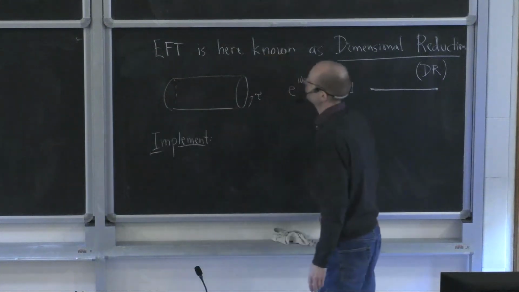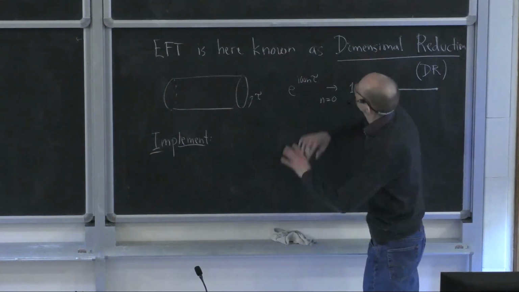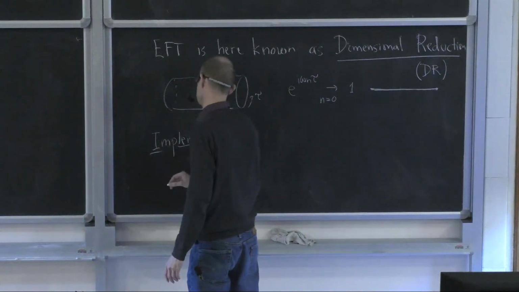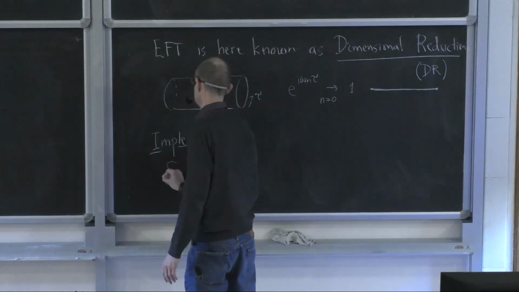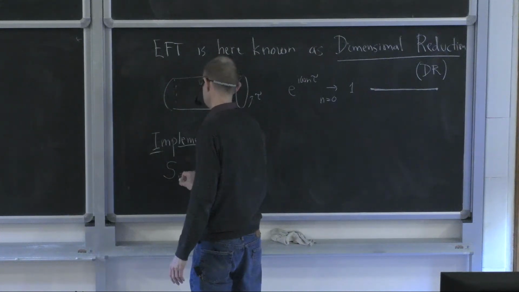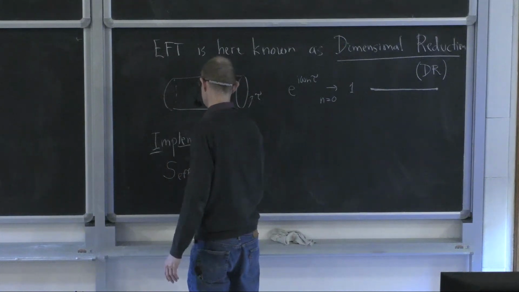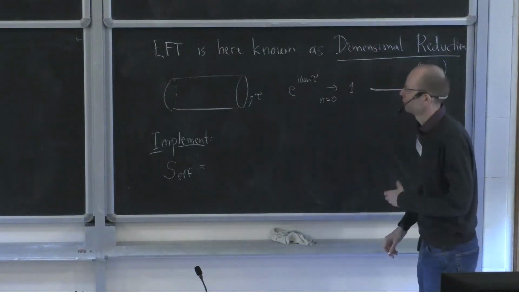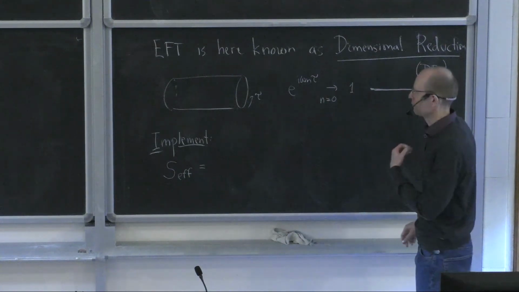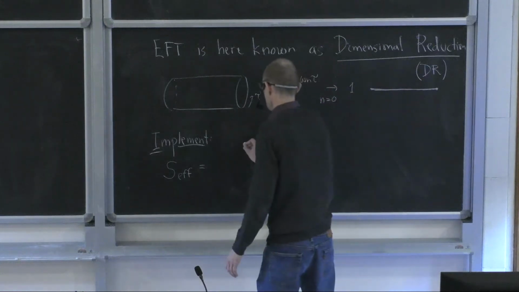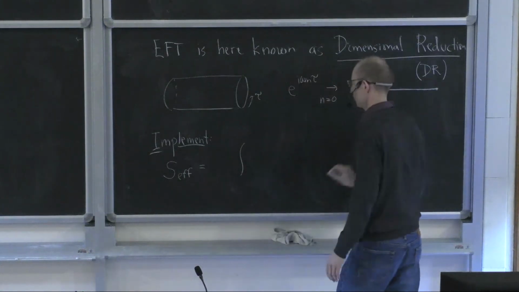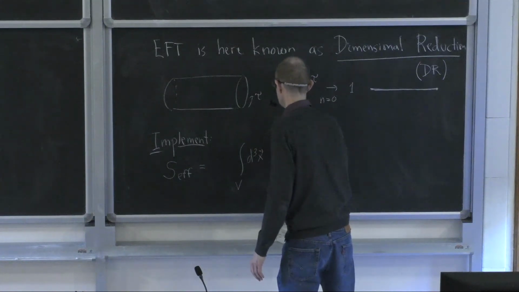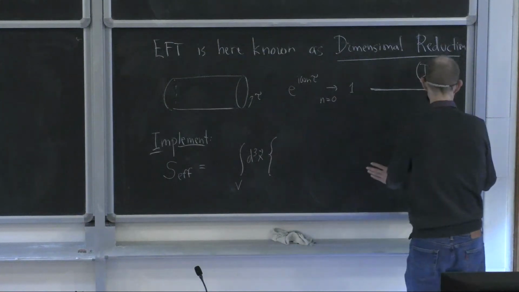And so the implementation simply starts by writing down the most general effective action, say, for our effective degrees of freedom, which are now these zero modes. So they live in this world of 3 dimensions. And then we can ask what we can write.